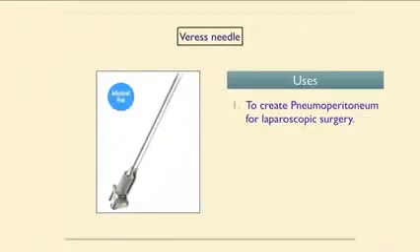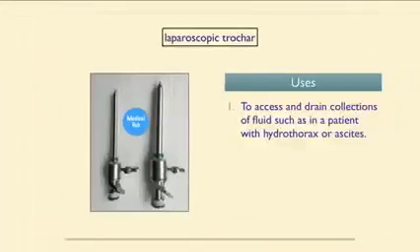Next is Veress needle. So it is used to create pneumoperitoneum for laparoscopic surgery. Next is laparoscopic trochar. So it is used to access and drain collections of fluid such as in a patient with hydrothorax or ascites.